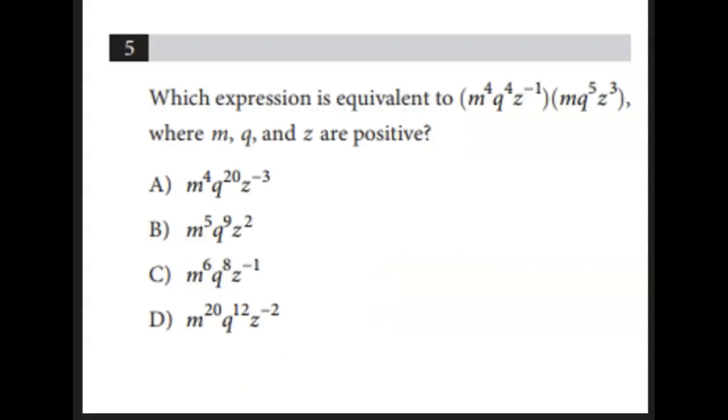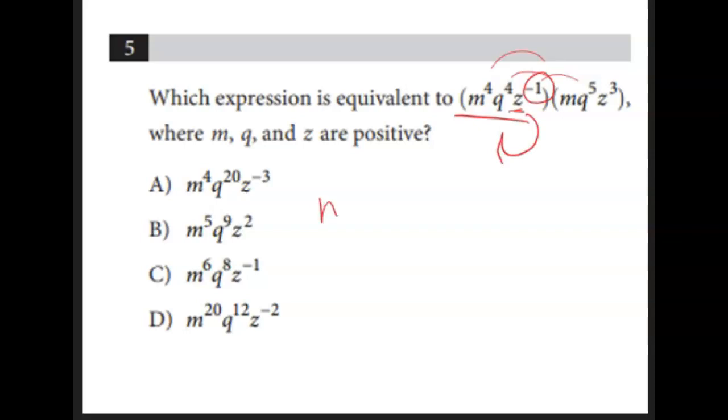All right, number 5. Which expression is equivalent to m to the fourth, q to the fourth, z to the negative 1? Okay, so it seems to be the trick here. M, Q, and Z. So what they want us to do is really just FOIL this out. But the trick here is, what do you do with a negative exponent? Well, actually, when an exponent is negative, you're going to throw it into the denominator for its value.